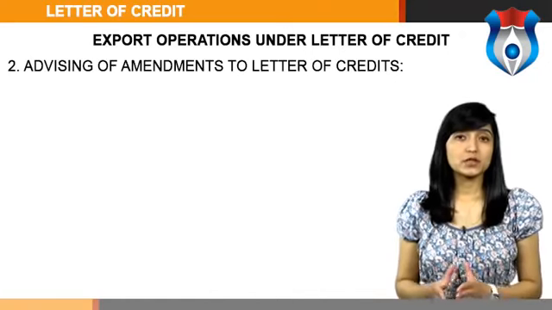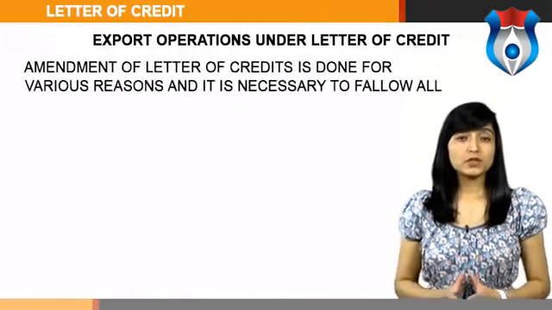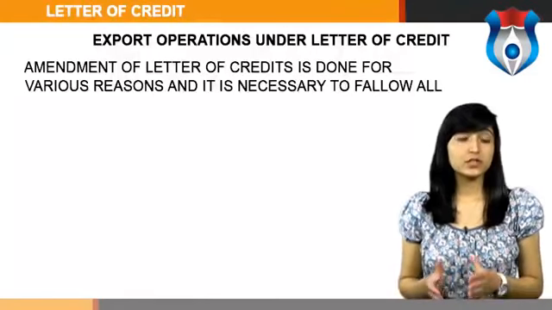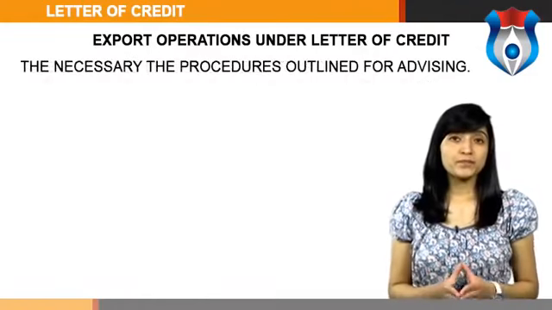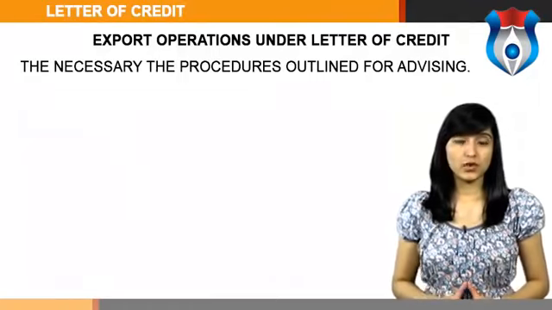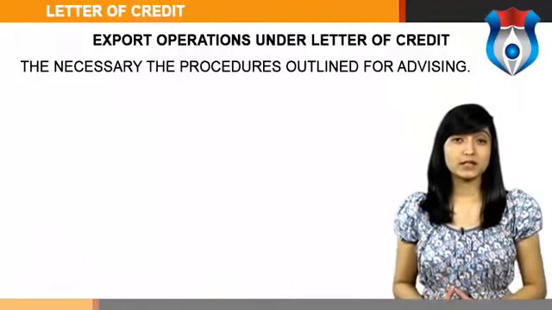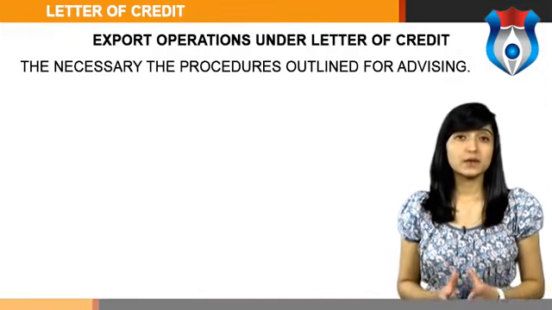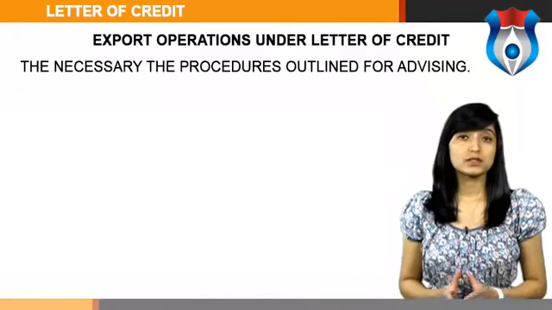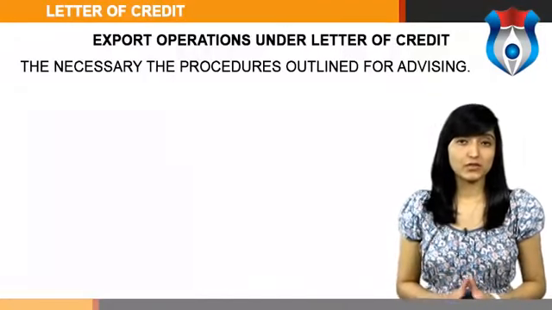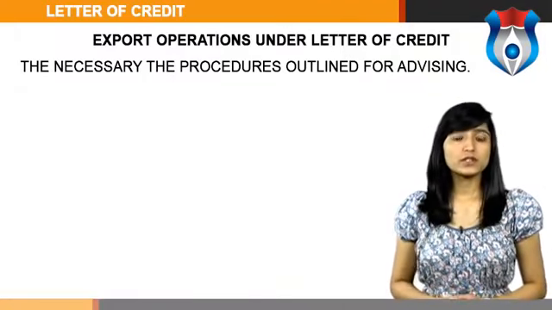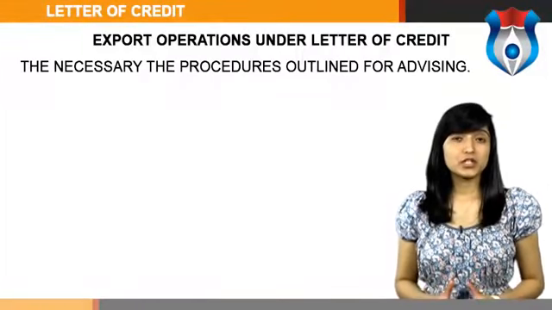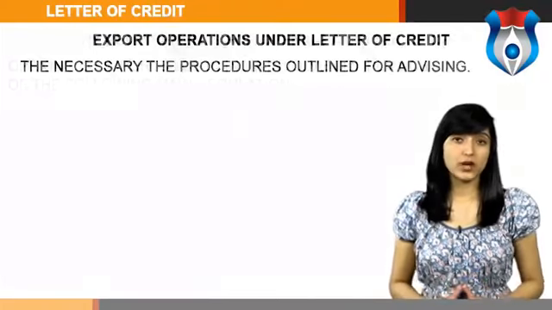Advising of amendments to letters of credit. Amendment of letters of credit is done for various reasons, and it is necessary to follow all the procedures outlined for advising. In the process of advising the amendments, the issuing bank serializes the amendment number and also ensures that no previous amendment is missing from the list. Only on receipt of satisfactory information and clarification may the amendment be advised.